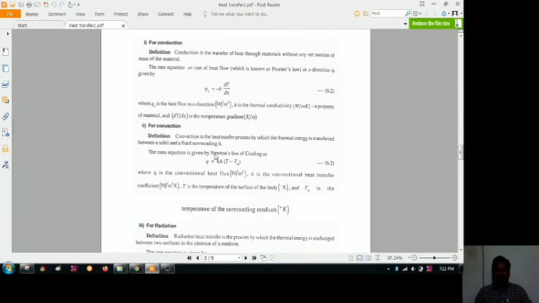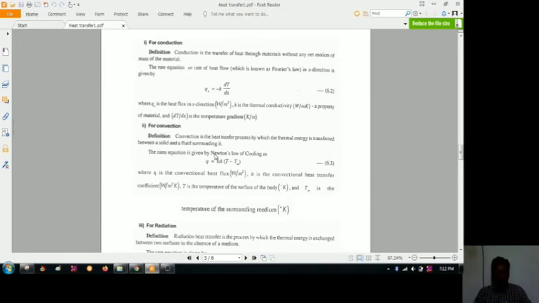As you can see here, conduction is the transfer of heat through a material without any net motion of mass of the material. It's nothing but the internal molecules vibrating themselves, and at the same time they are transferring the energy from one point to another point in the vibration mode. So they will transfer the heat, as in the example I gave, the transfer of heat from one point to another point in a rod. So the rate of heat flow is nothing but Fourier's law of heat transfer equation.